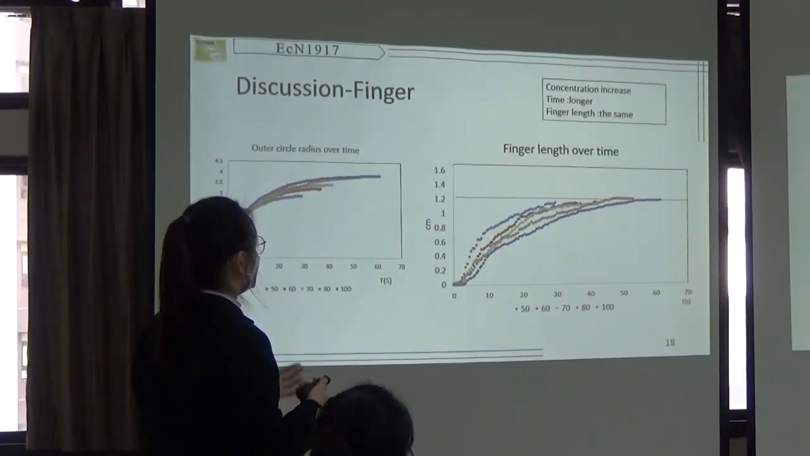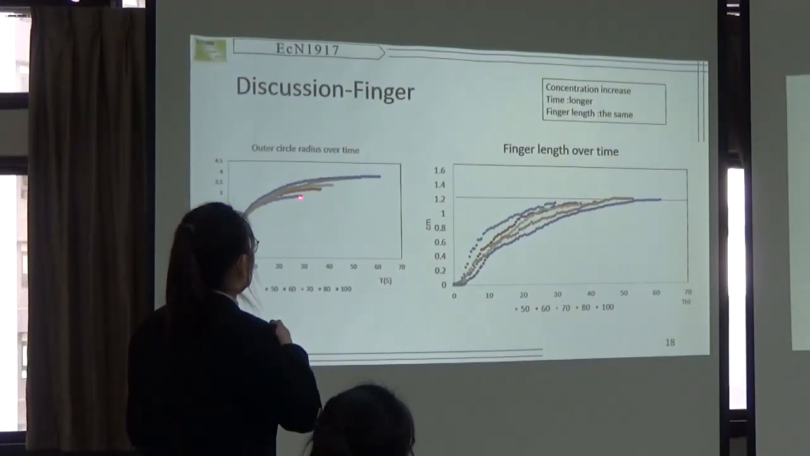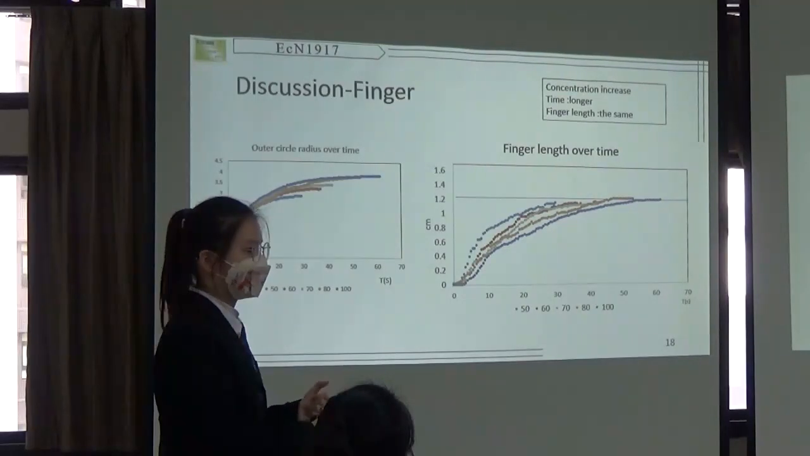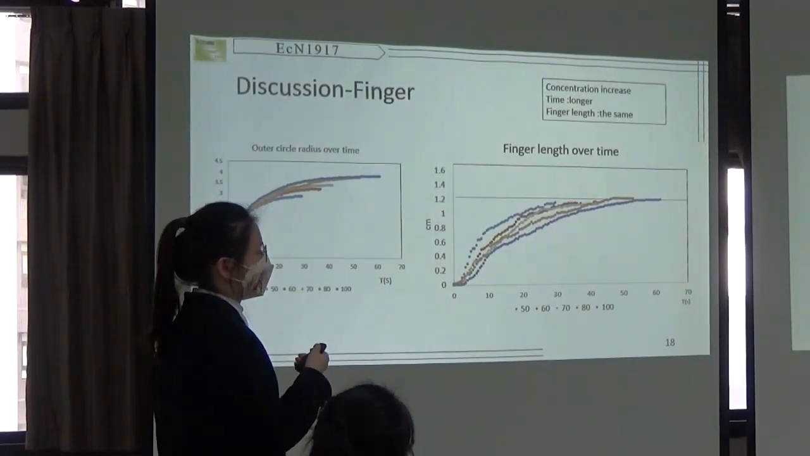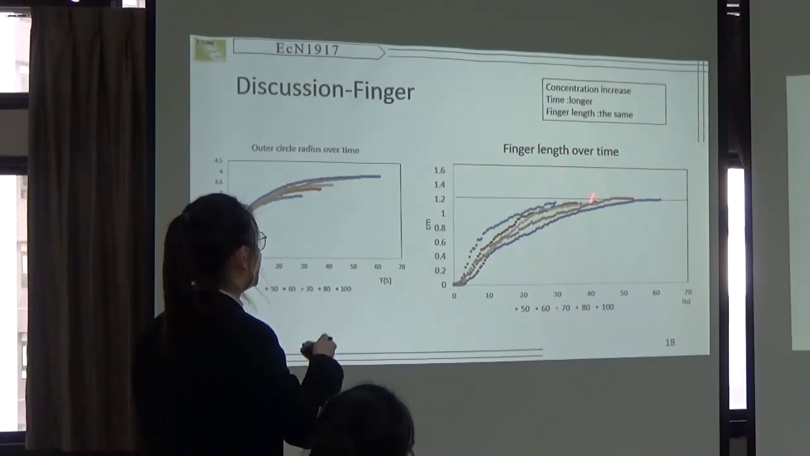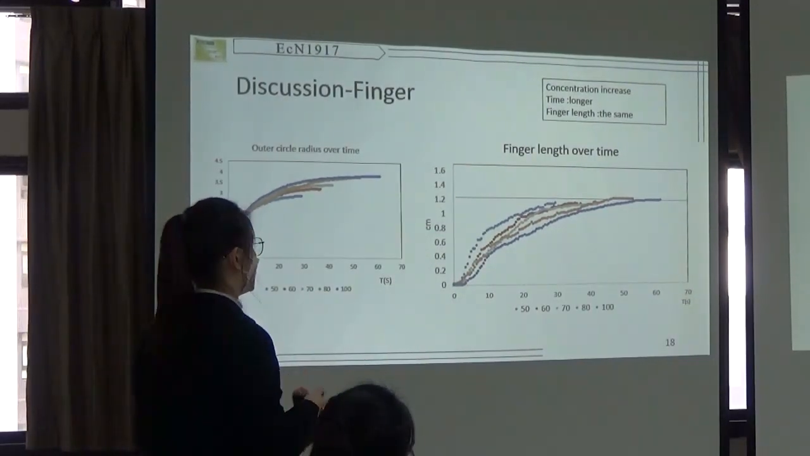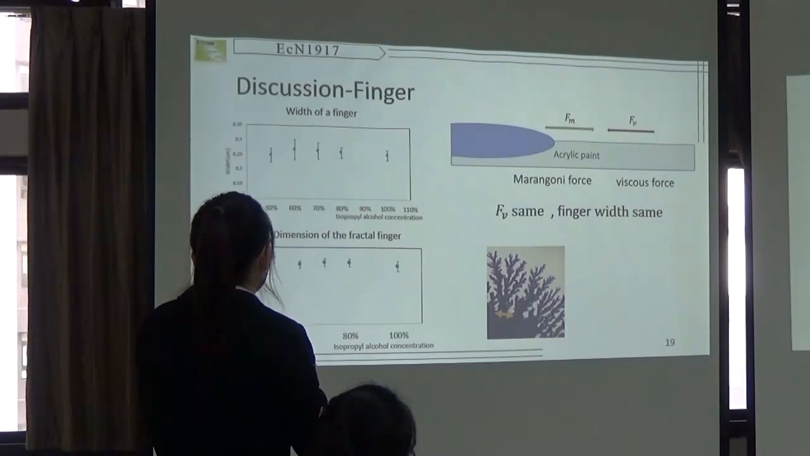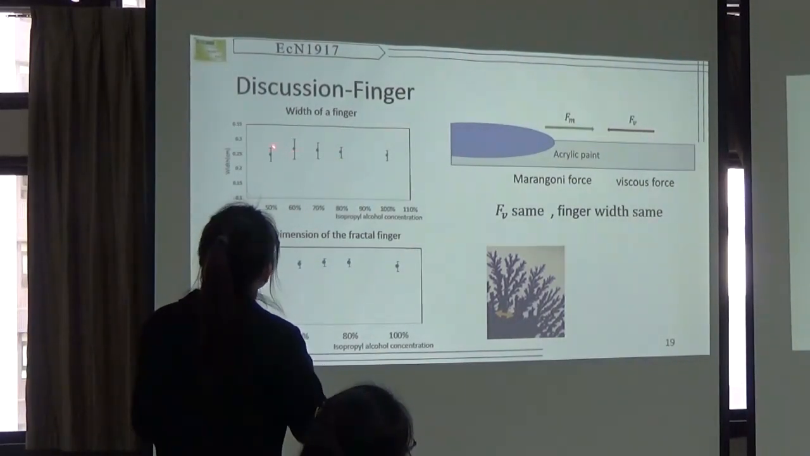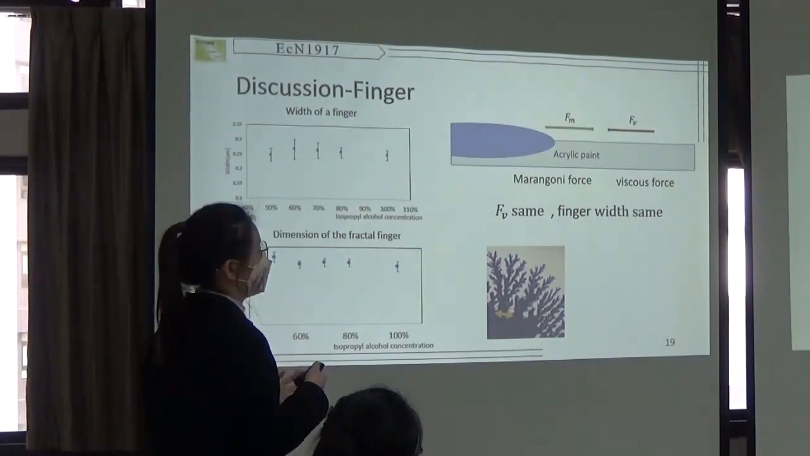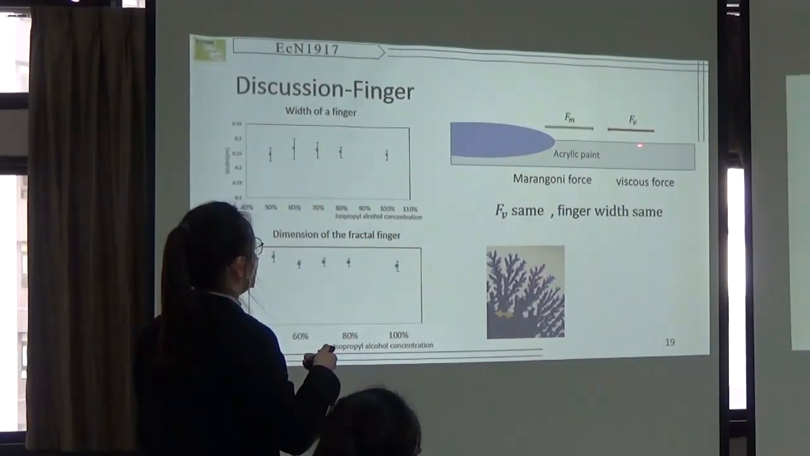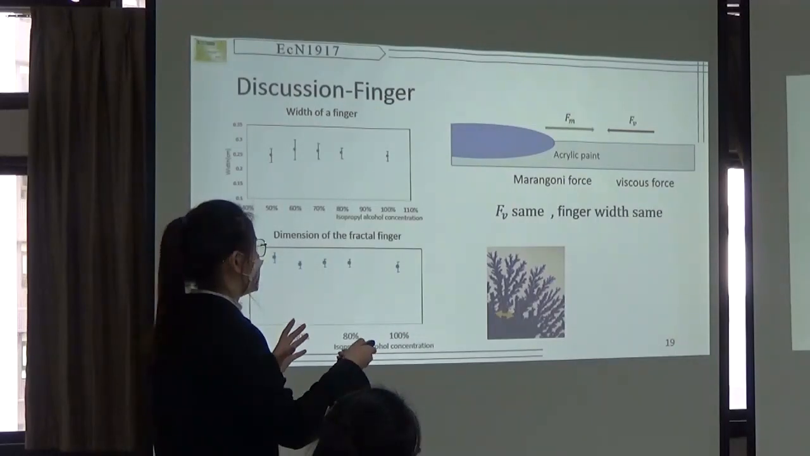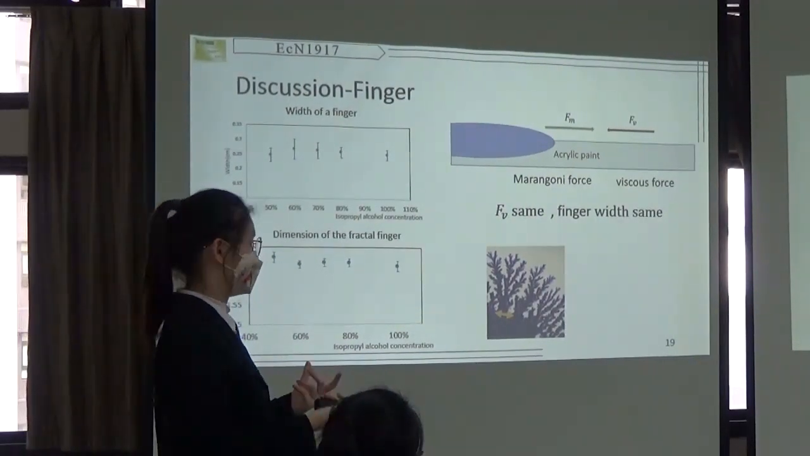And here is the discussion of the finger. We can see that the outer circle radius minus the inner circle radius will be our finger length, and the finger length will be quite the same, but the time consumed will be different. The width of the finger and the dimension of the finger both remain quite the same, since the viscosity of the water pan is quite the same.